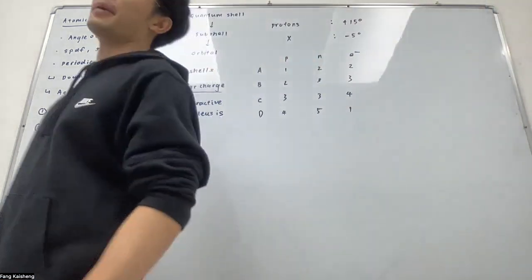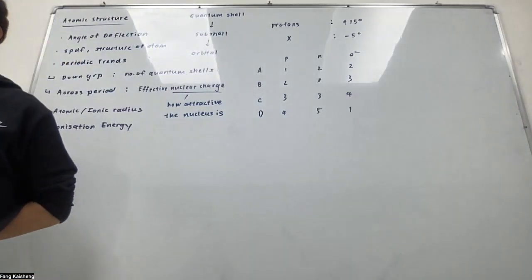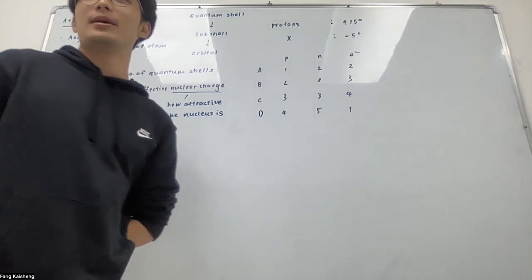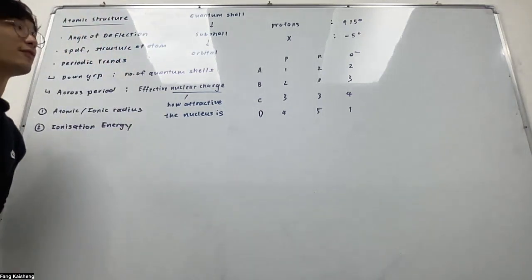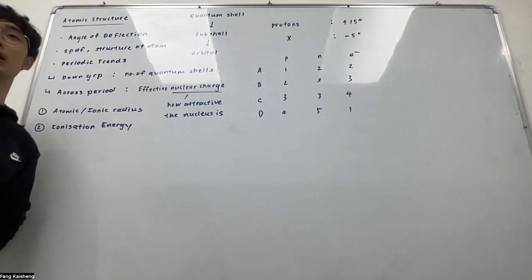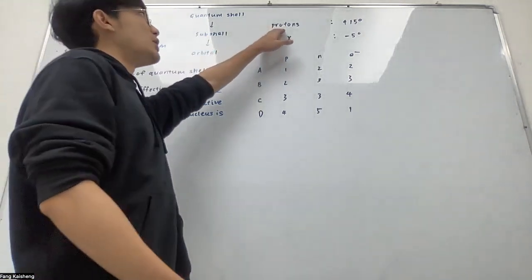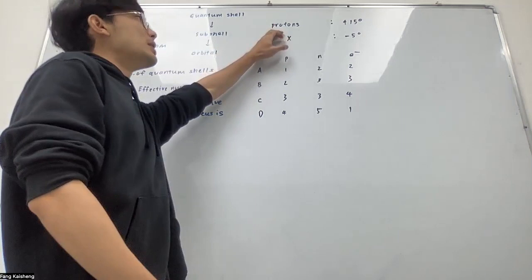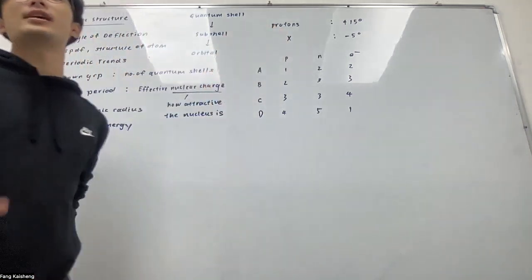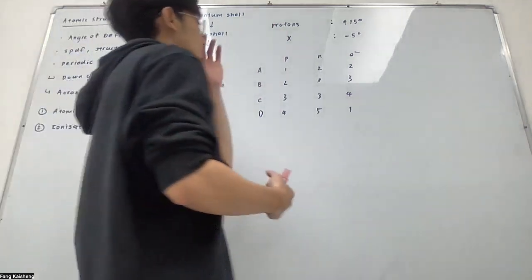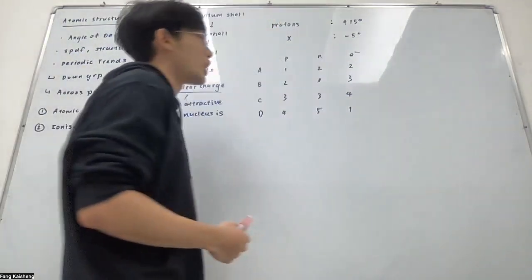Okay, protons deflect by positive 15. This one deflects in the negative direction. So what does that imply? Do they have the same charges? They have opposite charges, right? So protons are positively charged, so X must be negatively charged. That's why they deflect in opposite directions. Can you see that? So that's the first information we can use. We know X must be negatively charged.